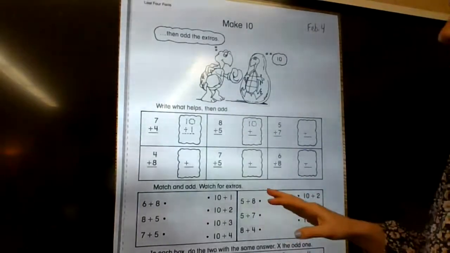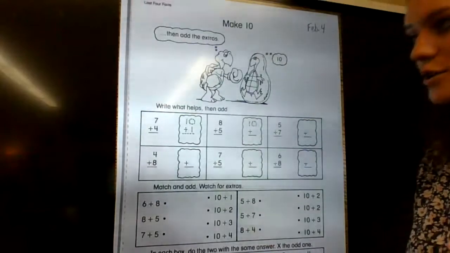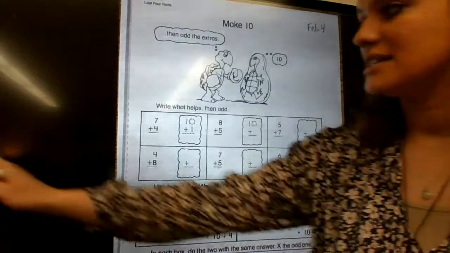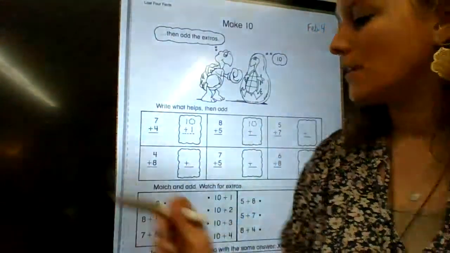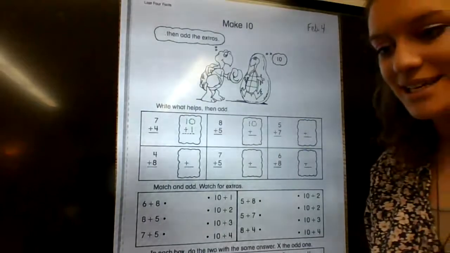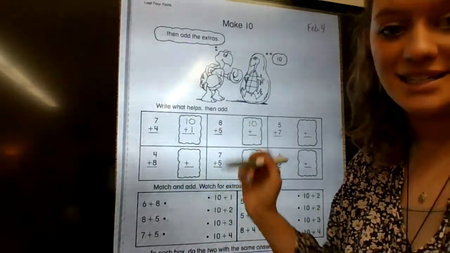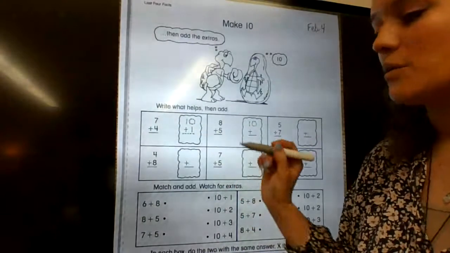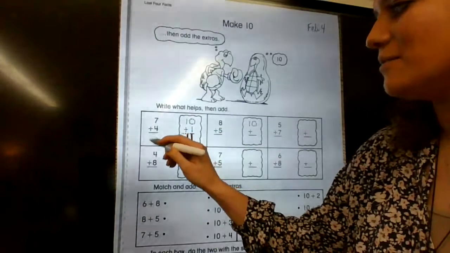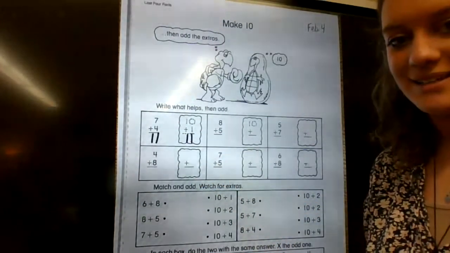So the first part, we are going to write what helps and then add. So we're going to write if we can add up to 10 like we talked about, because that can help us solve the problem. So let's do these first 2 kind of quick because we did these. 7 plus 4, we thought 7 plus 3 got us to 10. So then there was only 1 left over. So 10 plus 1 is 11. 7 plus 4 is 11. It's the same answer both ways.